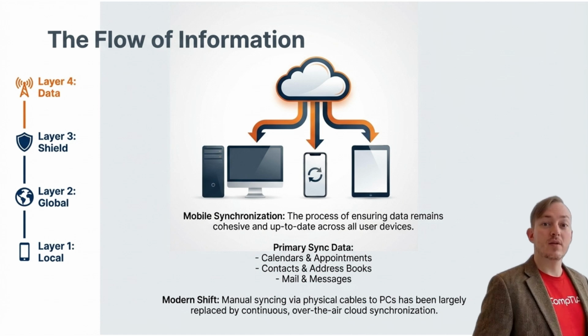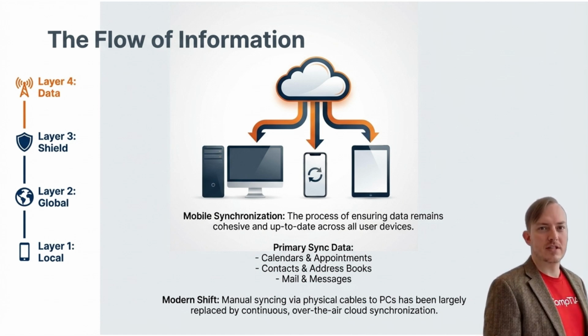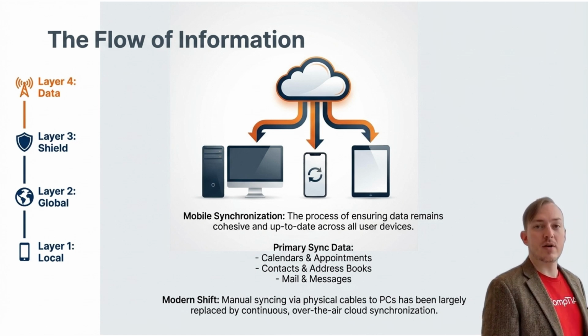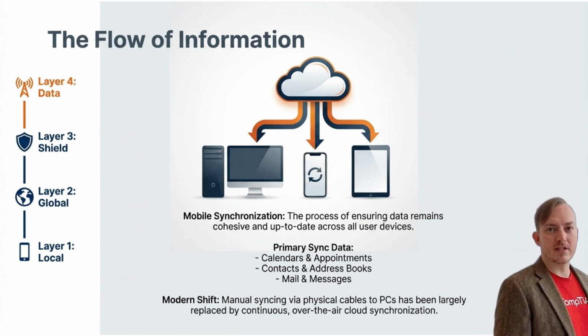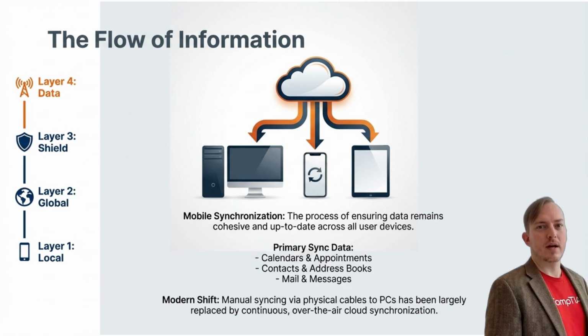Finally, we reach layer 4, the flow of information. Mobile synchronization is the process of ensuring data remains cohesive and up to date across all user devices. Your primary sync data includes calendars and appointments, contacts and address books, and mail and messages. Note the modern shift here. Manual syncing via physical cables to PCs has been largely replaced by continuous, over-the-air cloud synchronization.